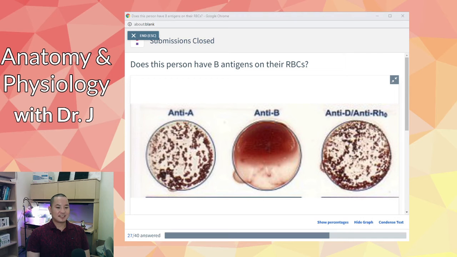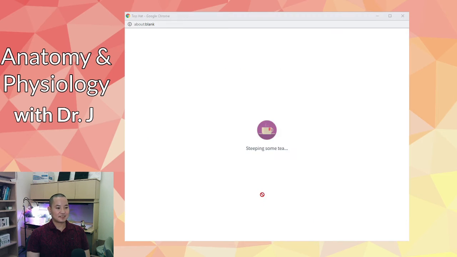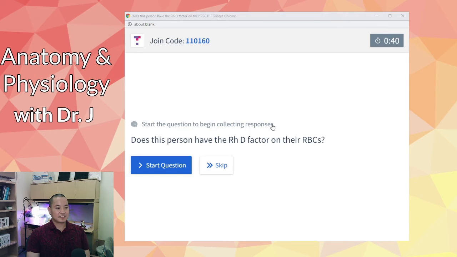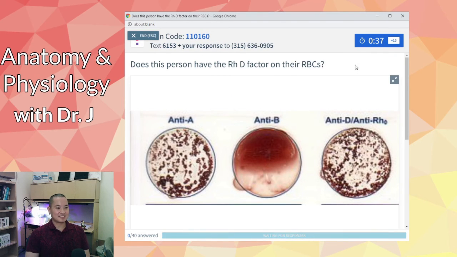Now for this last one, this is anti-D. And yes, you can see agglutination with your naked eye. It's pretty obvious. It doesn't look nice and uniformly red or diffuse red. Okay, last question for this sample, or actually second to the last question.